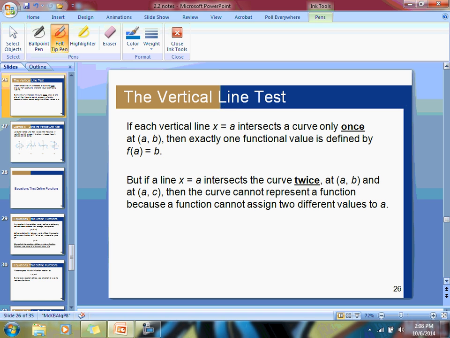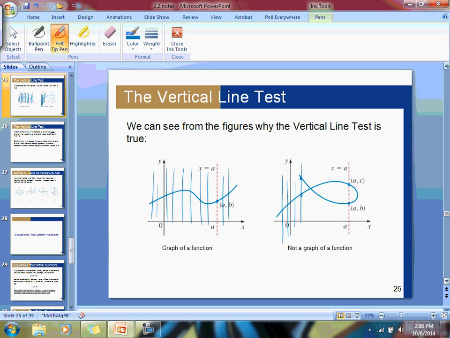So basically what that is saying is, if we go back and look at this previous picture, that means that I have one value for a that I have put into this function. So this function must be f of a. I put a into the function f, and I got b out. And then I put a into the function again, and I got c out.